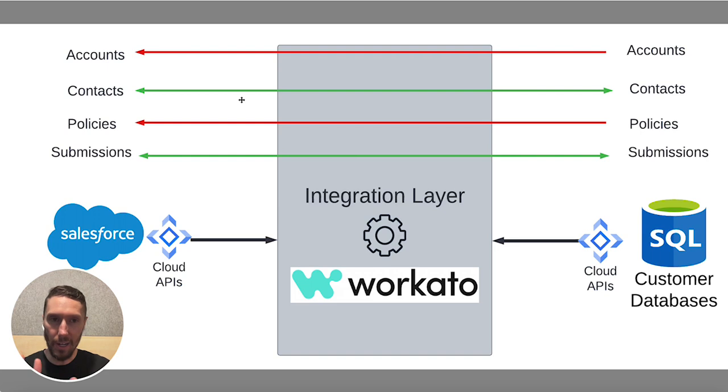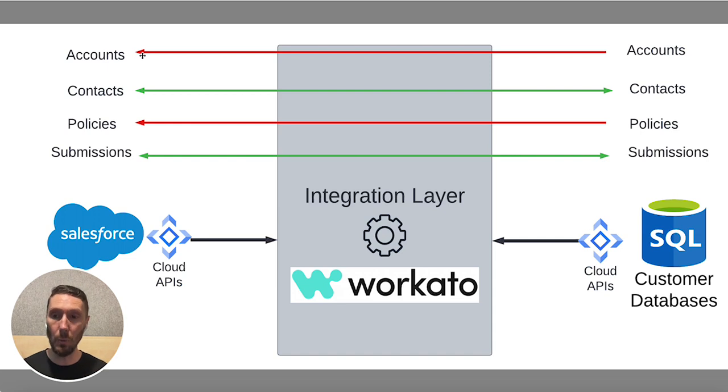So let's break down what's going on in this diagram. Let's start over here on the right with accounts. Let's say you have accounts in your system that you're trying to integrate with. An account might be a customer, it might be an agency, a broker, it could be a carrier, any of the above. Now we want to get those over into Salesforce. So let's say in this example, we are doing a one-way sync. So everything that happens in your database for accounts gets pushed into Salesforce one way.